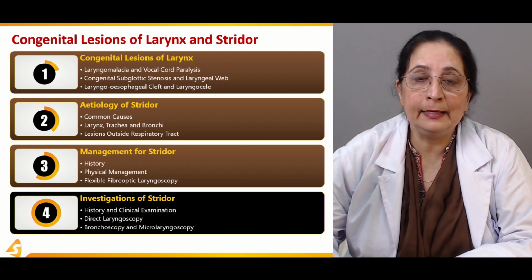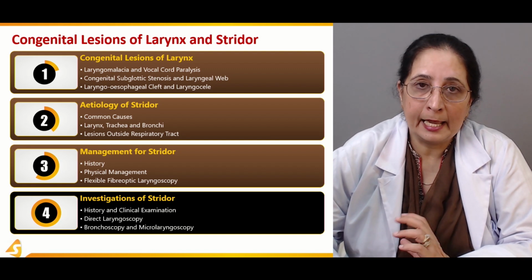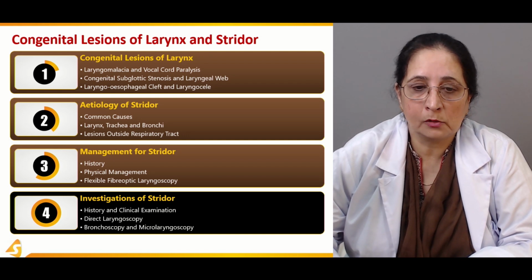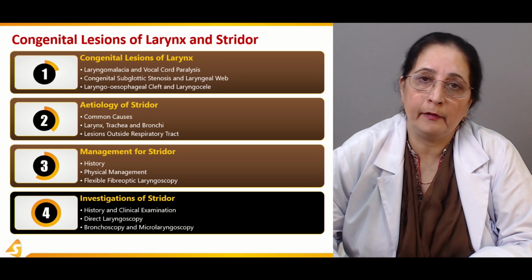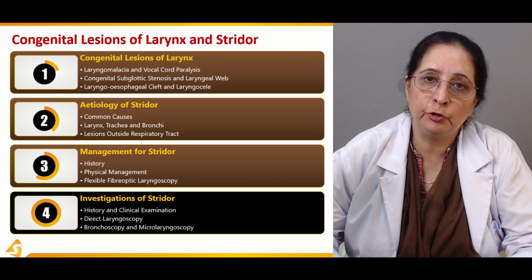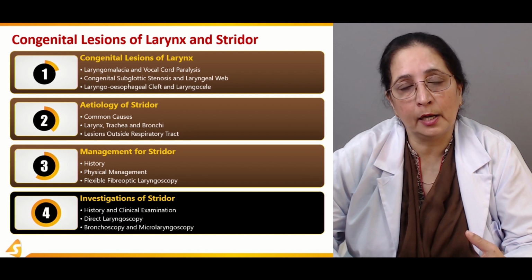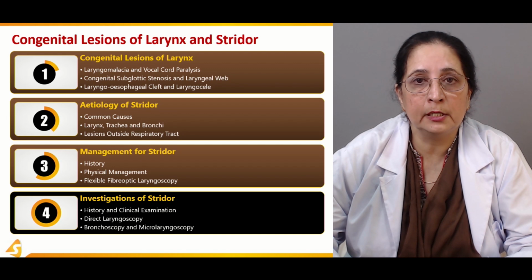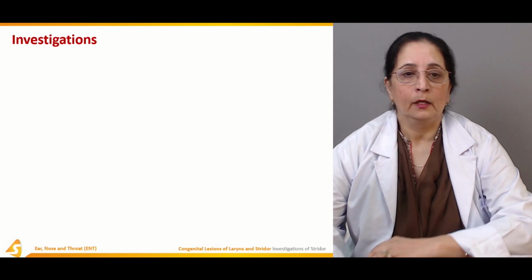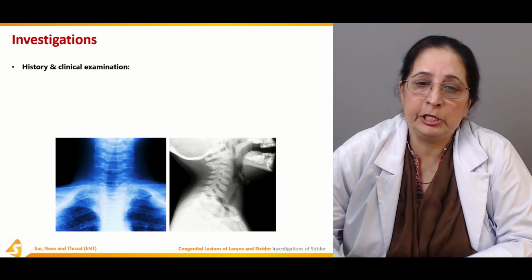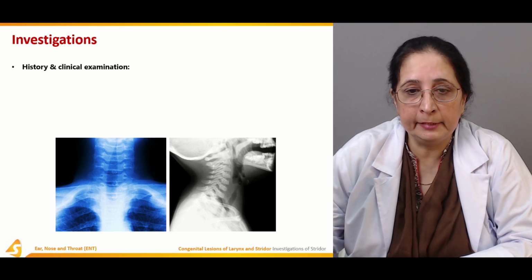Then also clinical examination, direct laryngoscopy, and also bronchoscopy and microlaryngoscopy. All these different scopies are used to visualize the larynx and bronchi directly, and find out the cause of the stridor. So the investigations of the stridor: again, history and clinical examination.